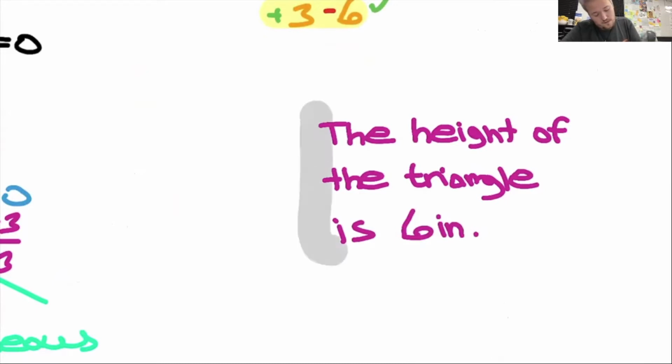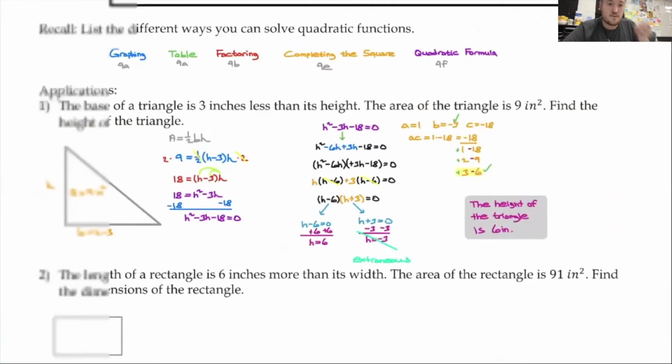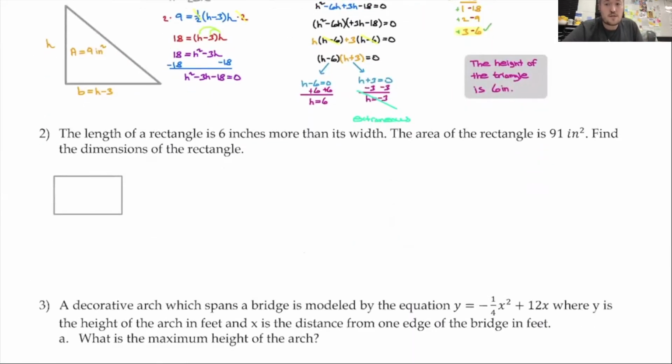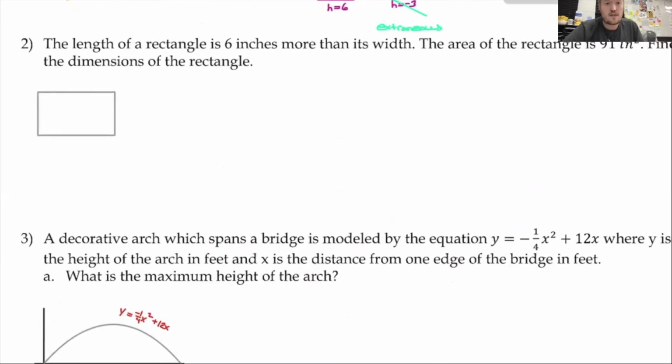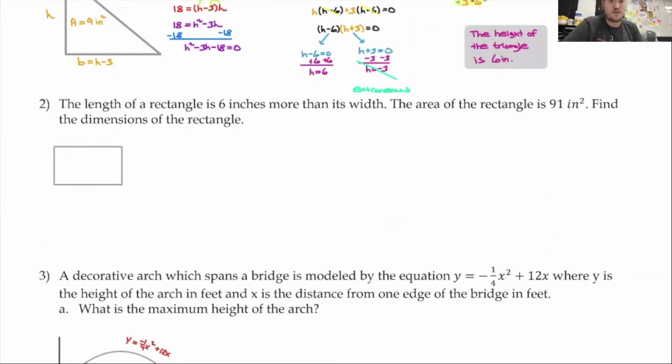All right, so there's the height. So that was solving by factoring. All right, so now moving on to the second one here. The length of a rectangle is 6 inches more than its width. The area of the rectangle is 91 square inches, and we want to find the dimensions of the rectangle.